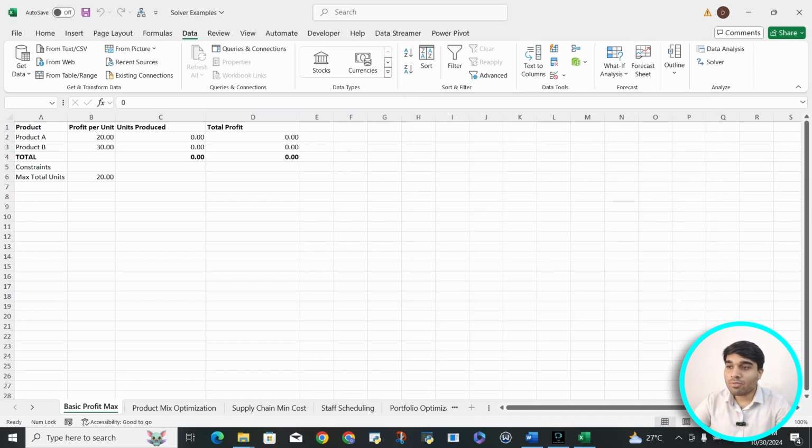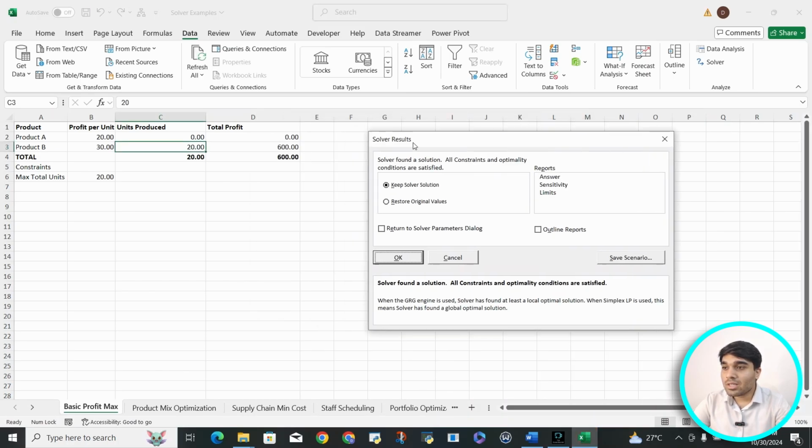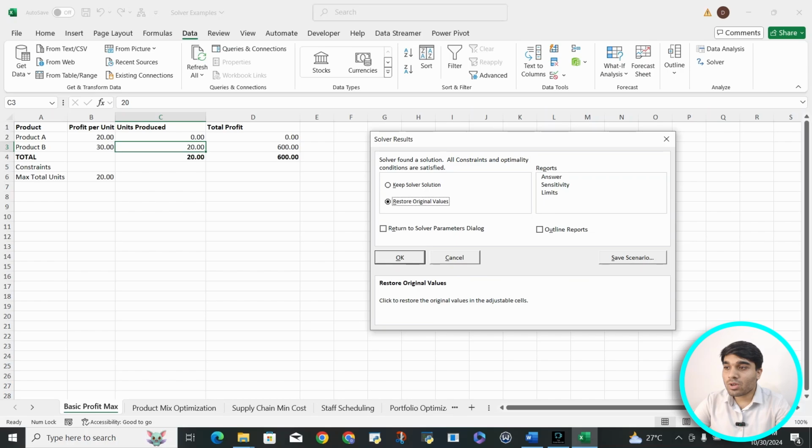And if I click on solve, we'll wait for some time and let's see what exactly is happening. Oh yeah, now you can see the results have changed here. Product B is at 20 and I have the maximum profits here. I can restore the original values, and the solution can also be kept. I can also take the report with me, the answer, the sensitivity, the limits as well, whatever I want. But for now I do not want anything, so I will not click here.